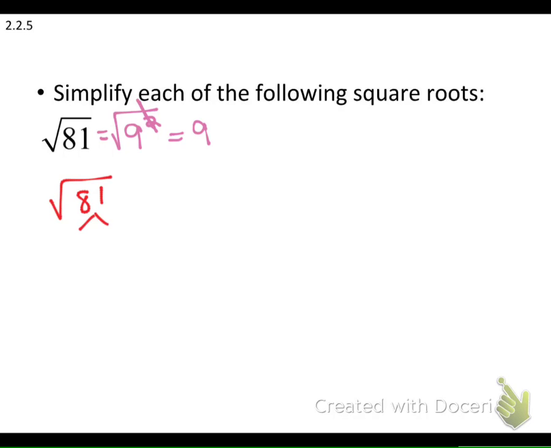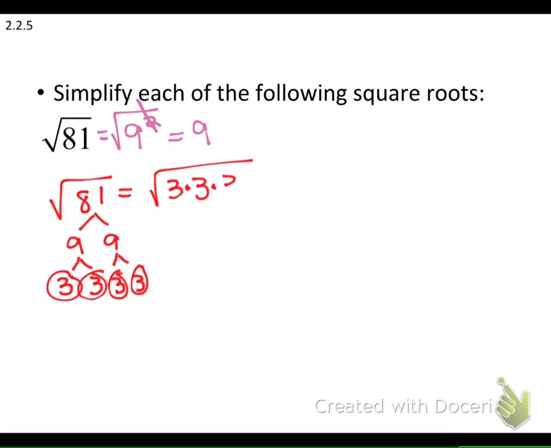Now, if you did not know that the square root of 81 was a perfect square, you could go ahead and you could factor it out. So I'm going to write all my prime numbers under the square root sign. I'm going to circle my factor pairs. My factor pairs both cancel with the square root sign, meaning they both move to a single number in the coefficient, and then I multiply them together to get 9.